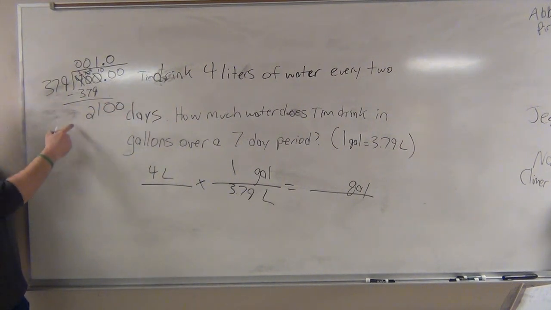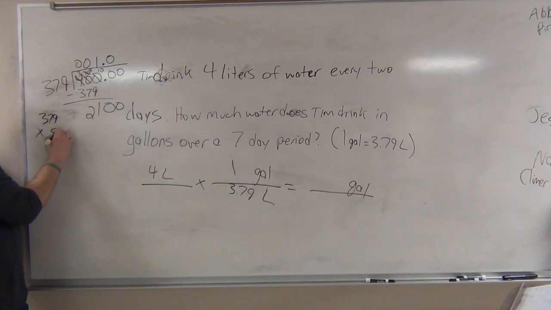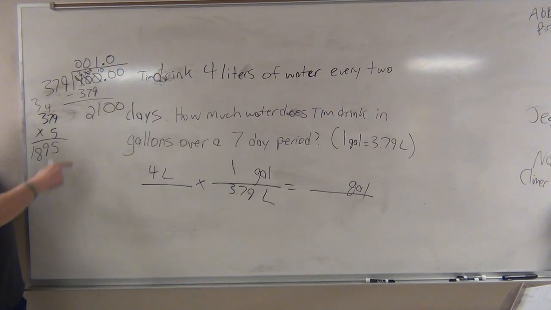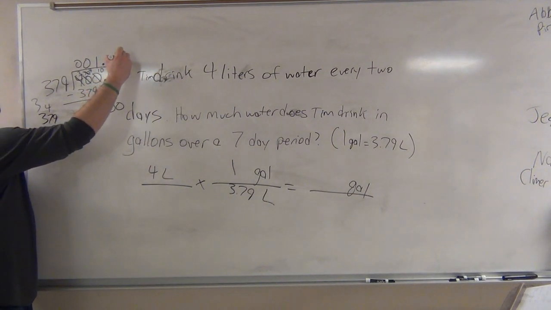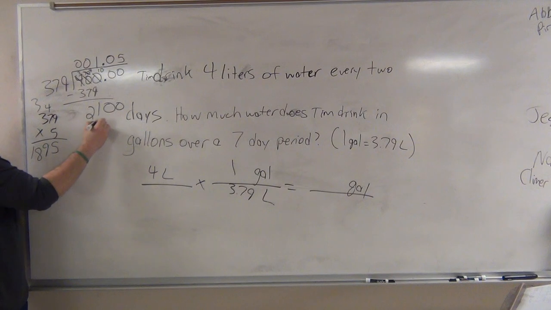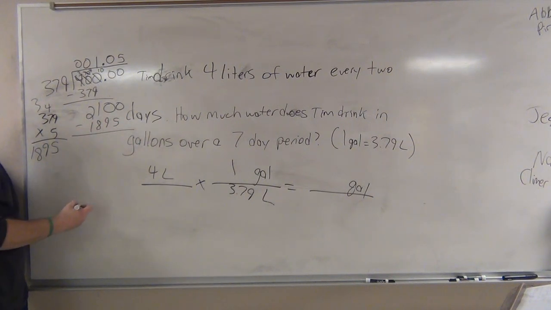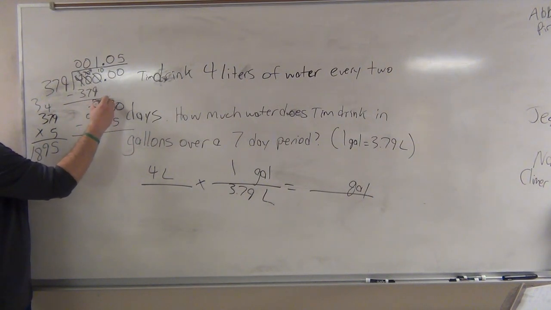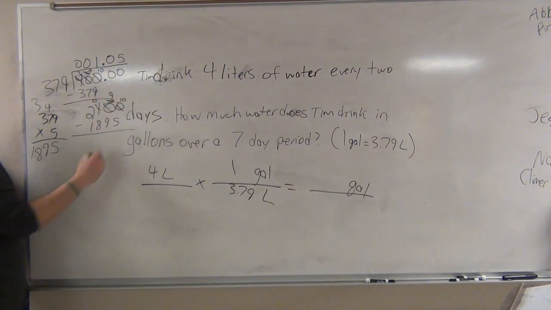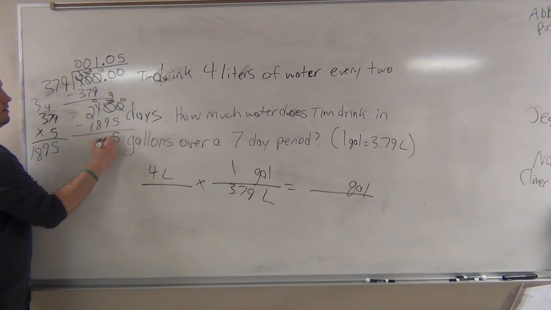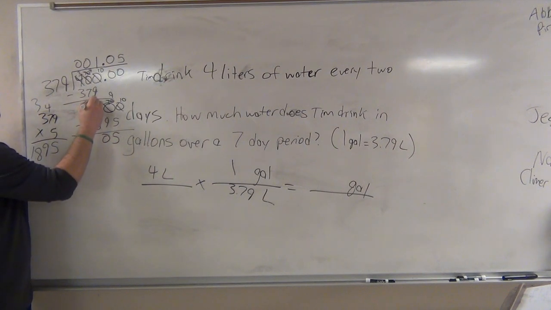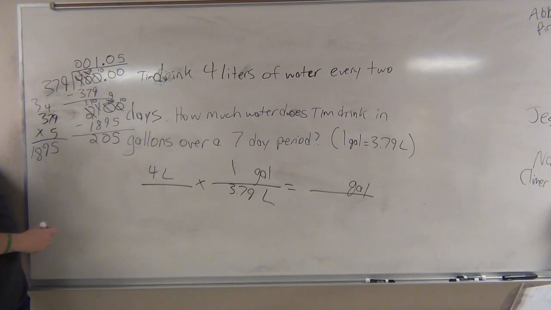I got to figure out how many times that goes into 2,100. So you're just multiplying numbers to the side. Going to start off with 5. That's 5. 4. 39. 18. It's perfect. Put my 5 right here. 1, 8, 9, 5. Subtract 0, 9, 10. 5, 0. I can't do that, so I got to borrow. Makes that a 10. It's 205.